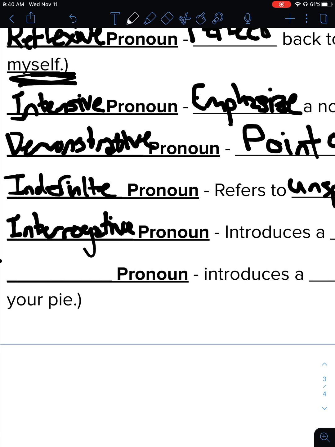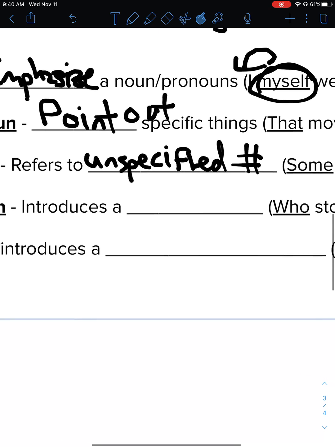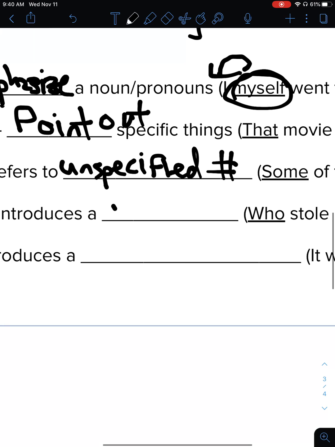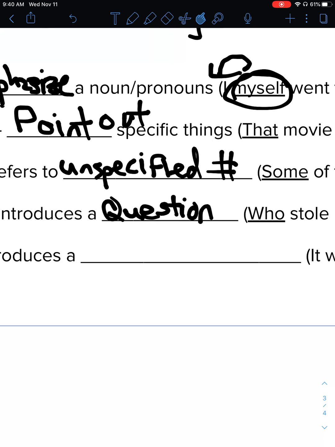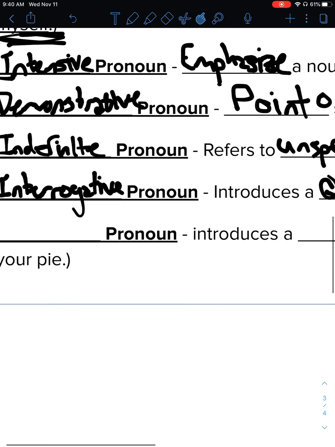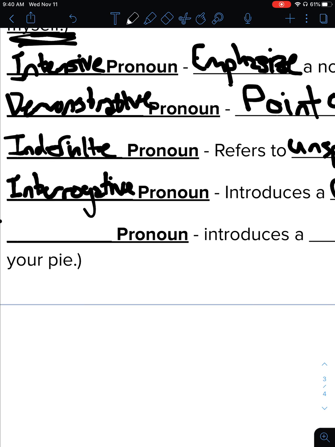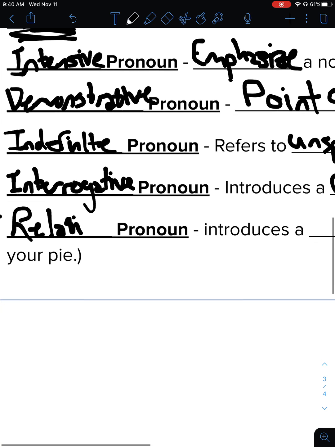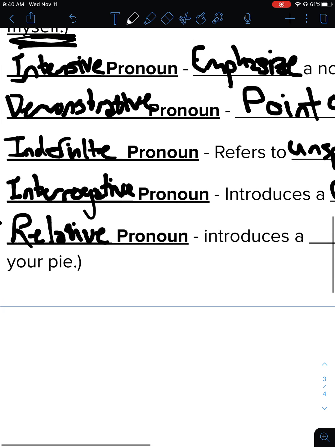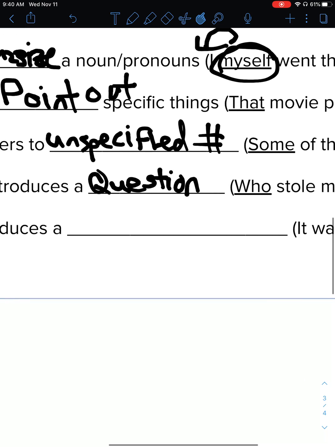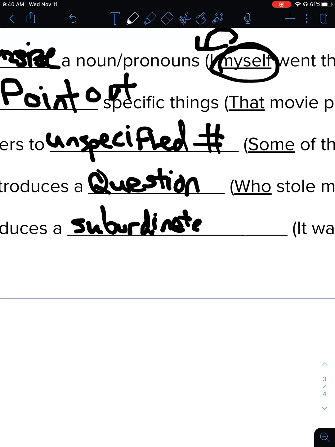The next one we have is an interrogative pronoun, and it sounds exactly like it is. It interrogates, which means it introduces a question. So if it doesn't introduce a question, it's not an interrogative pronoun. The last one, we'll talk more about its implications later on in this unit, but it's called a relative pronoun, and it introduces a subordinate clause.